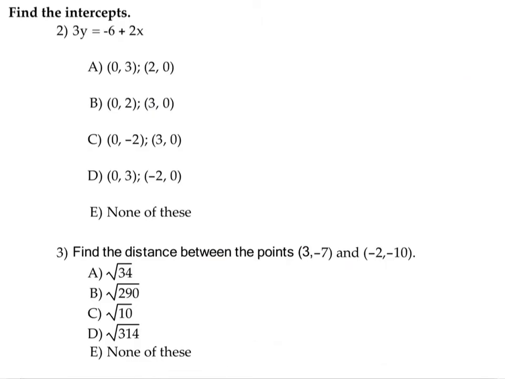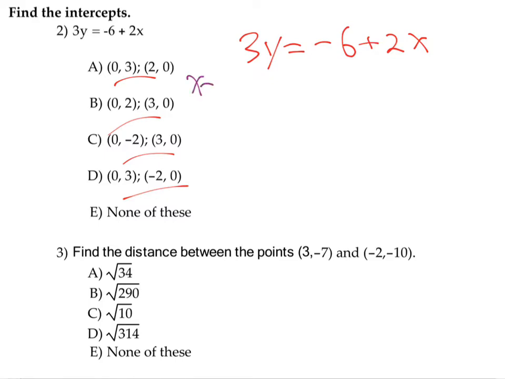Okay, next, find the intercepts. So we have 3y is -6 plus 2x. And then you got all these things here. So what do they want me to do? Intercepts come from making one letter 0. Remember that? So in other words, to find an x-intercept, set y equal to 0.